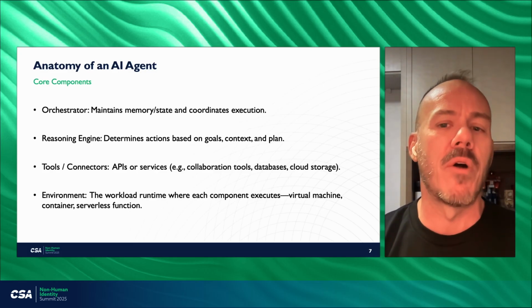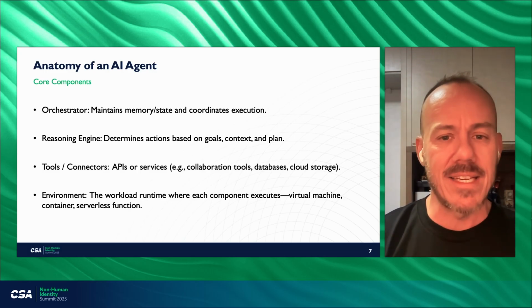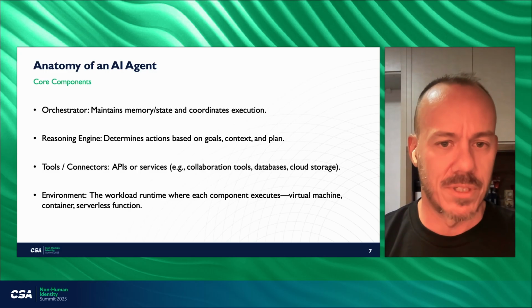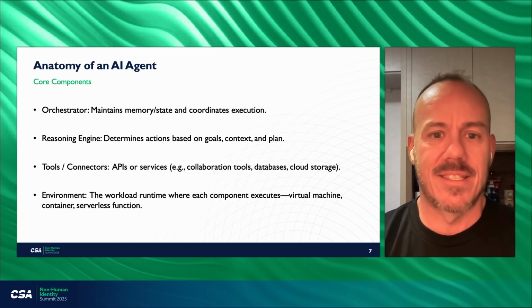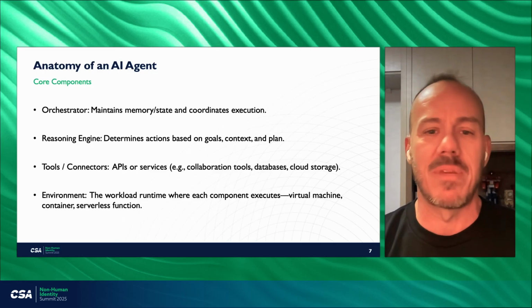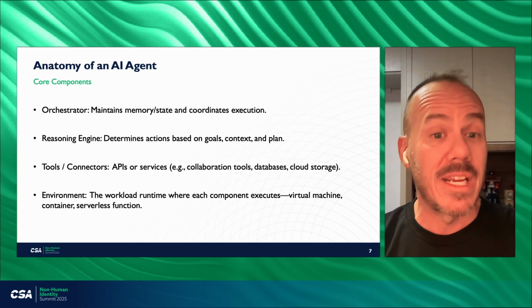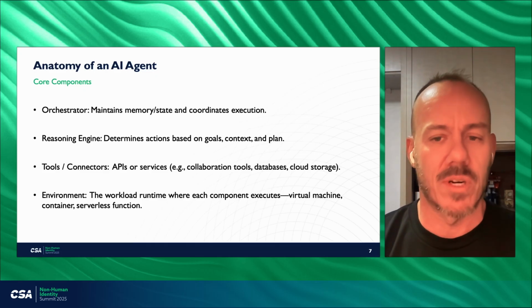That's the central component or the control plane of the AI agent. Its job is to maintain memory or state and coordinate execution. By state, that's really the context under which the AI agent operates. This might be prompts from a user, it might be data from a database or what have you, but all of that information is held in memory by the orchestrator.